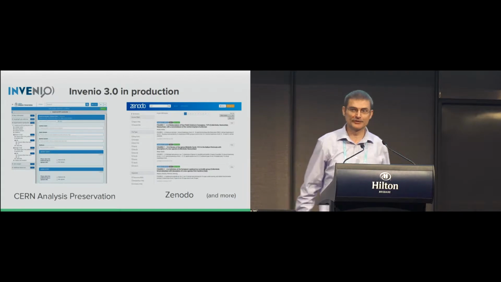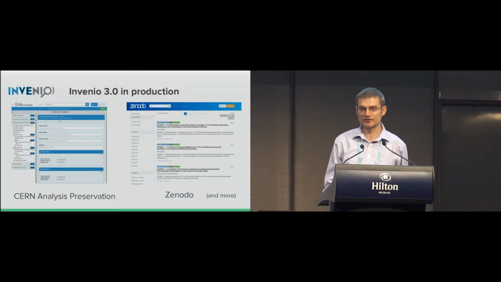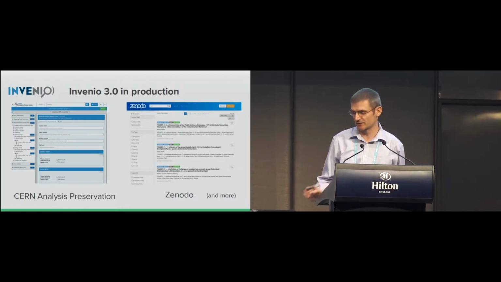So where we are: in the past year, Invenio 3 was put in production. At CERN, there are several installations, such as CERN Analysis Preservation, which are running on Invenio 3 right now, or Zenodo, which is the same technology we are using for physics, but offering to all kinds of research disciplines as part of the OpenAIRE European projects, has been migrated to Invenio 3 as well, and there are several more installations.